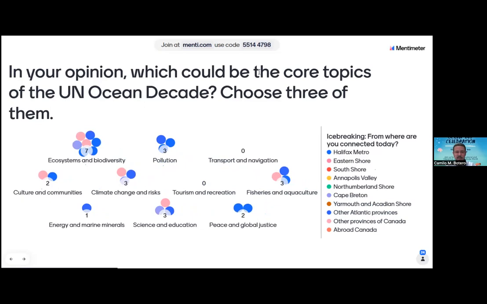We can see the results on the screen. Oh, the majority, we have 24 votes. And until now, it means 8 persons have already voted. And the majority of the votes are in ecosystem and biodiversity. Yeah, that is very important. But also we have, with the same numbers, really balanced, pollution, climate change, fisheries, and science. With no votes, transport and navigation, and tourism and recreation. That is surprising, at least for me.